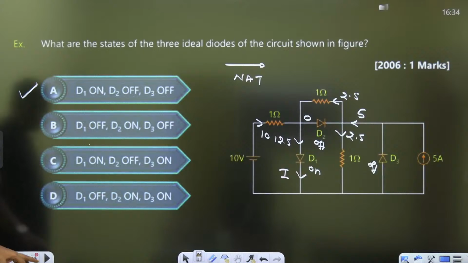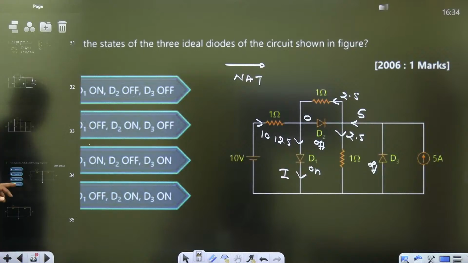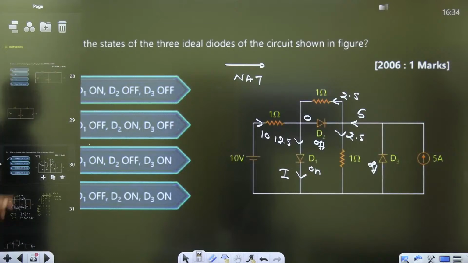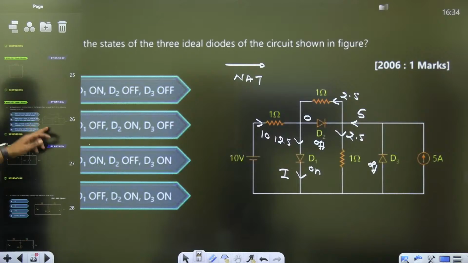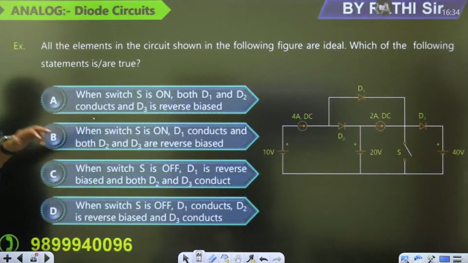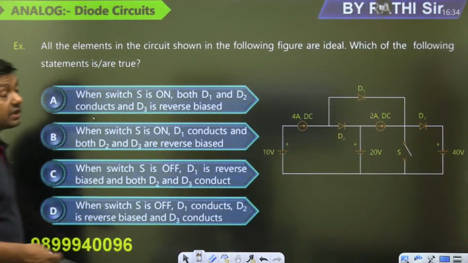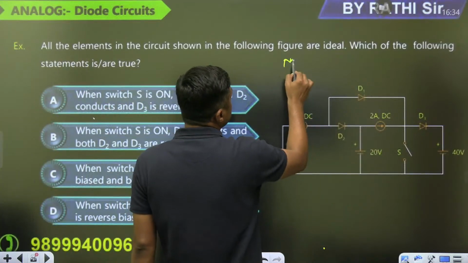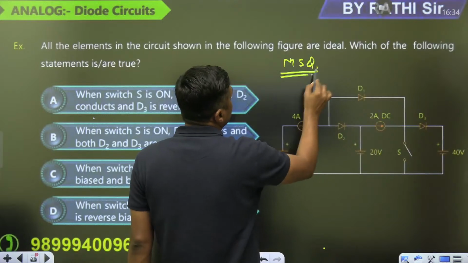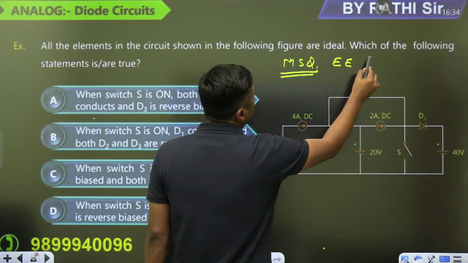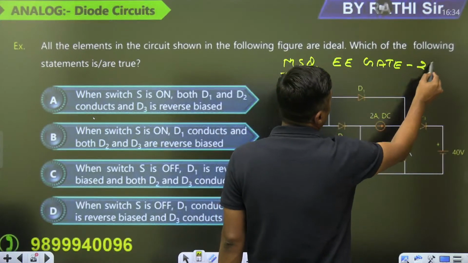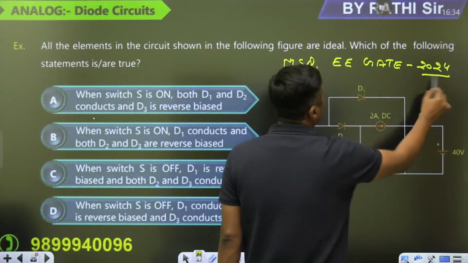So this is the question. Next one is a simple question from the GATE exam last year. Watch this question. It was an MSQ in the electrical branch last year. New students, watch it carefully. In electrical GATE 2024. I think 2024 or 2023. I think 2024. Check it.